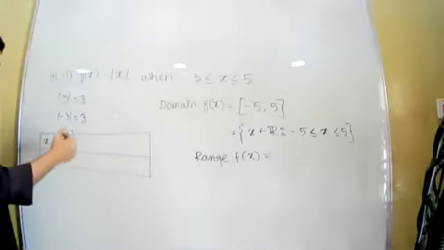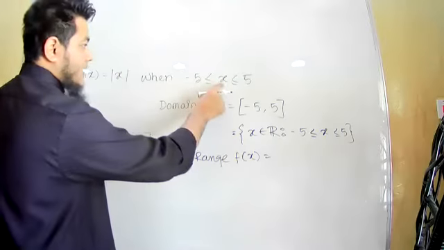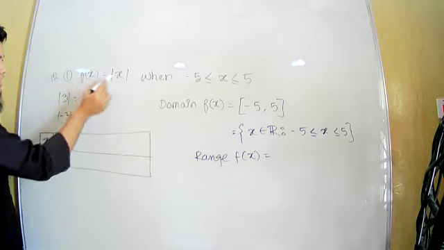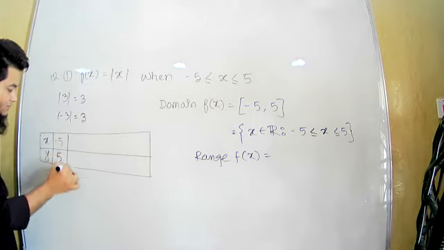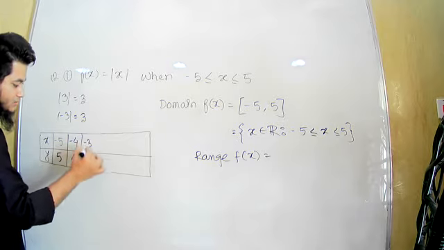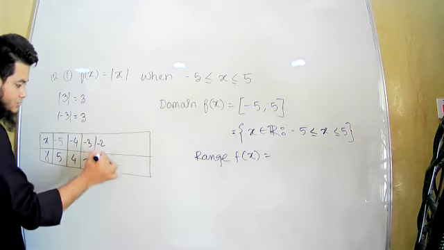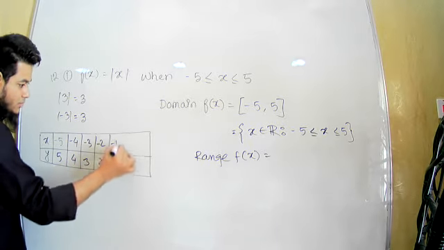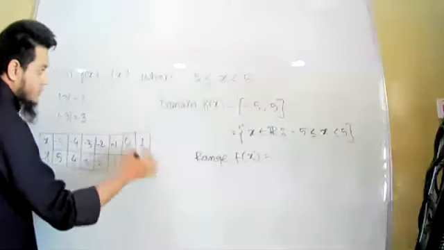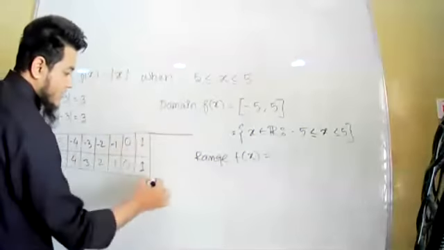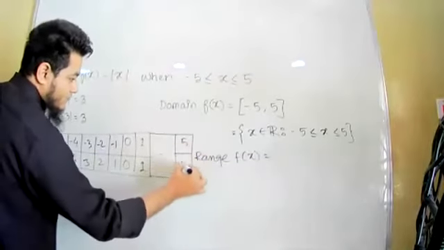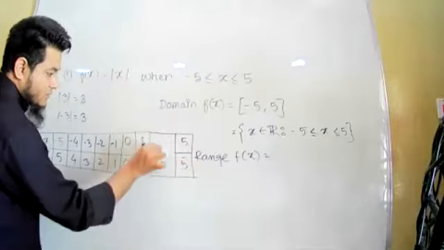So like that, they have told us that we will start taking x from minus 5. If I put minus 5 here, I will get 5. If I put minus 4 here, I will get 4. Then minus 3, 3. Minus 2, 2. Then minus 1, 1. Then if I put 0, it will be 0. Then 1, 1. You will continue up to 5. Okay, so 2, 3, 4, then 5.